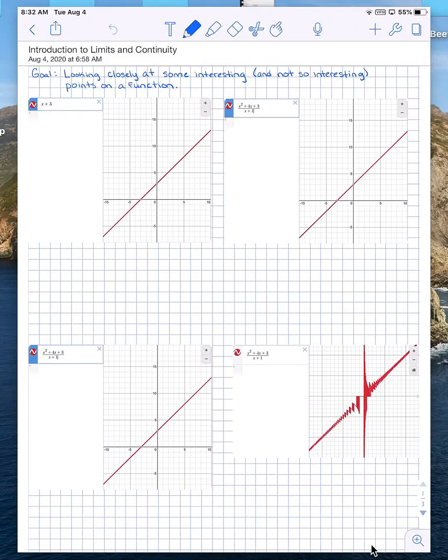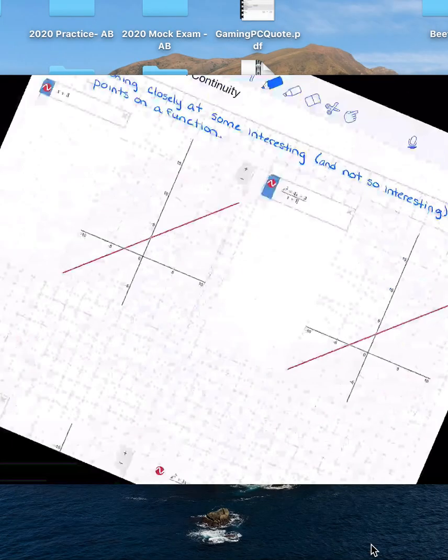Because limits are a pretty strong basis for a part of the big ideas in calculus. So let's explore a little bit. Okay, let's look at this first thing. We're going to talk about continuity.